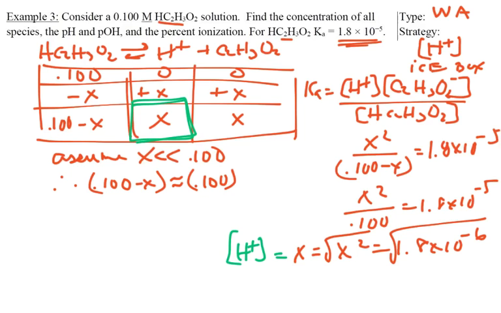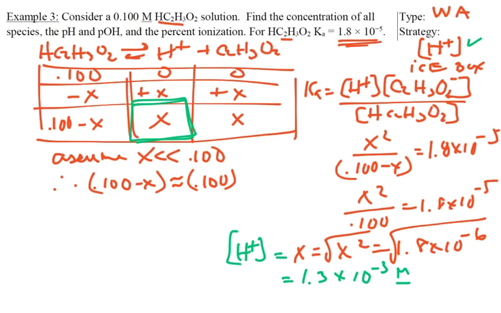Okay, so my H+ concentration is 1 times the square root of 1.8 times 10 to the minus 6, which is equal to 1.3 times 10 to the negative 3 molar. That's my H+ concentration. Now, once I know my H+ concentration, then I can do all my other strategies: get my OH-, get my pH, get my pOH.